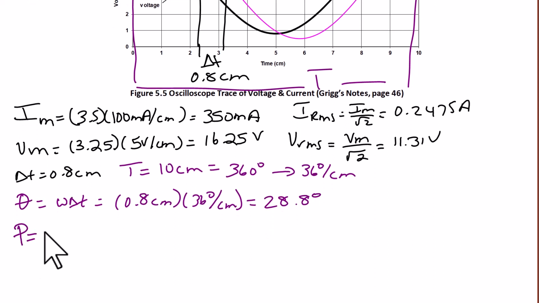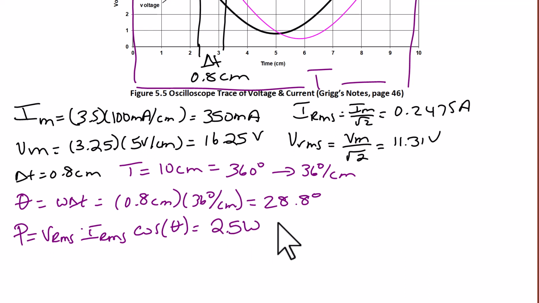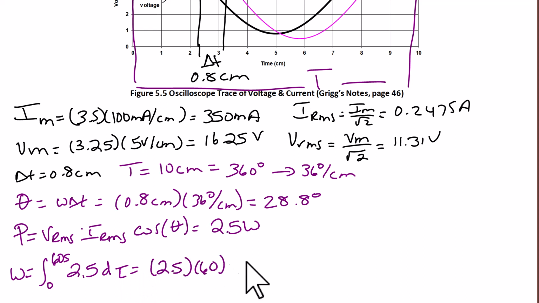So the average power is PRMS, VRMS times IRMS cosine theta, where theta is the difference between the two signals. So it's 2.5 watts. And the energy is the integral from 0 to 60 seconds of P d tau, or 2.5 d tau, or 2.5 times 60. So the total energy is 149.5 joules.